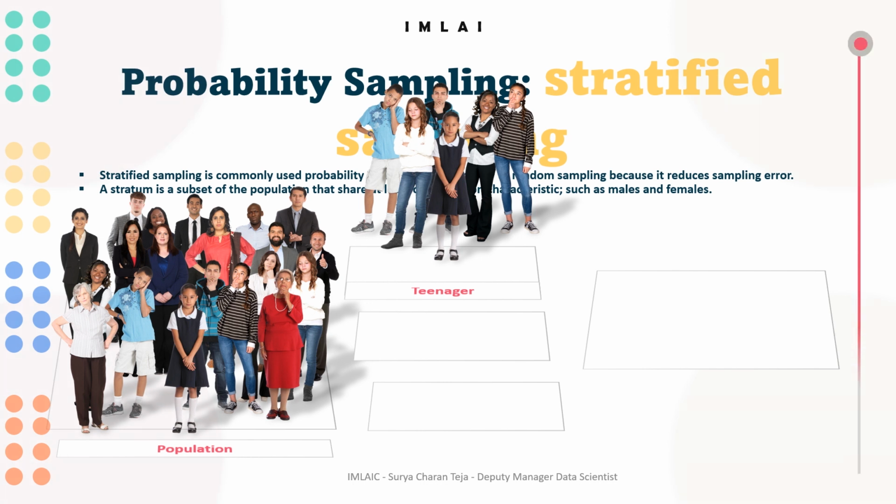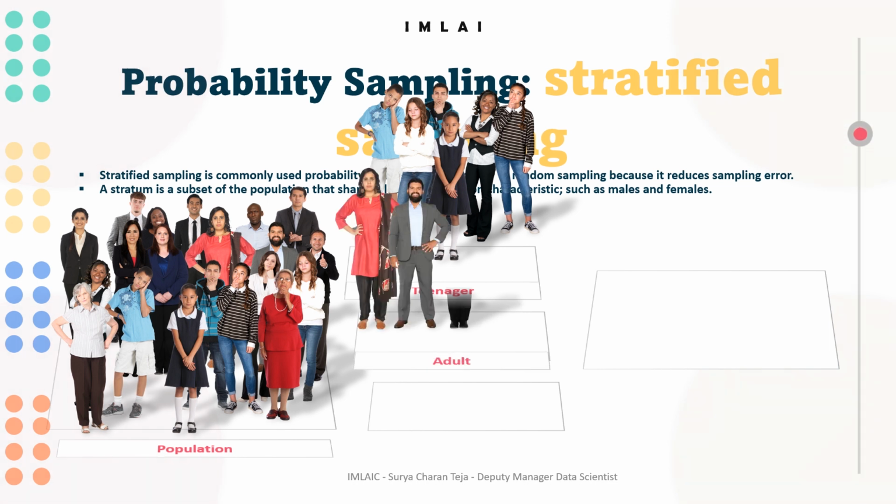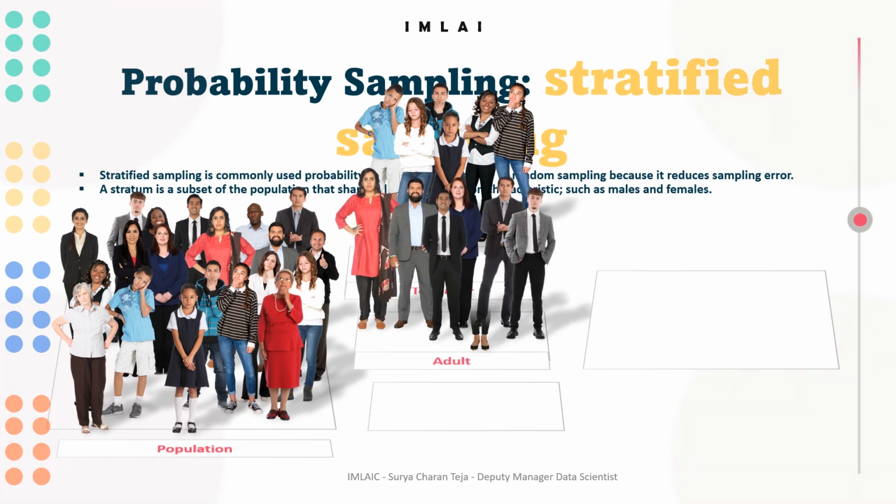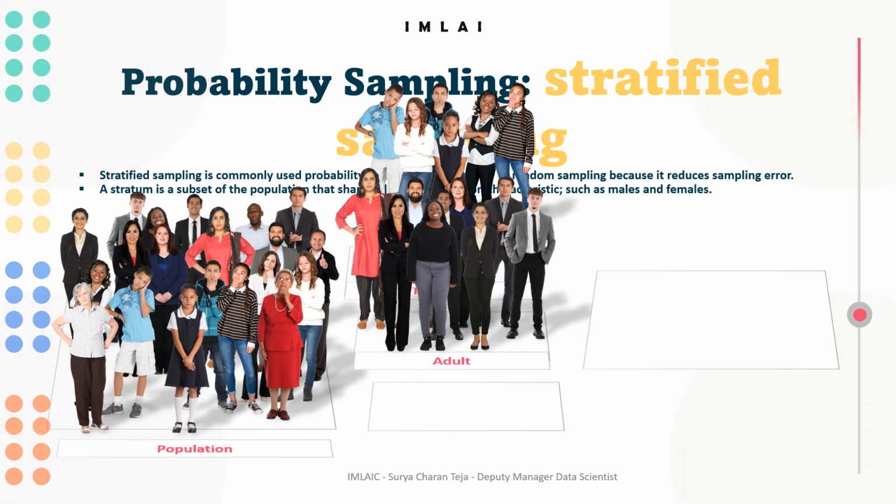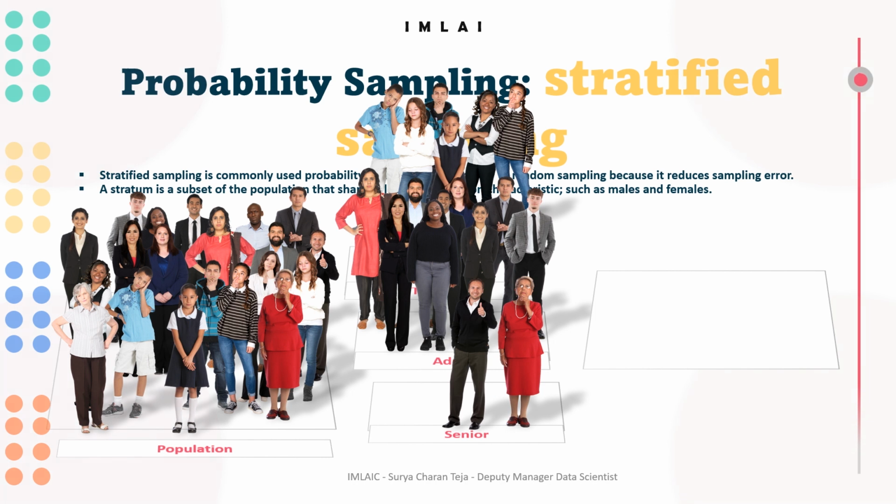One stratum is teenagers, whose age is below 20. Another group I found was the adult group, whose age is between 20 and 50. And the final one is seniors, whose age is 50 and above. So these are the three different strata I have made.